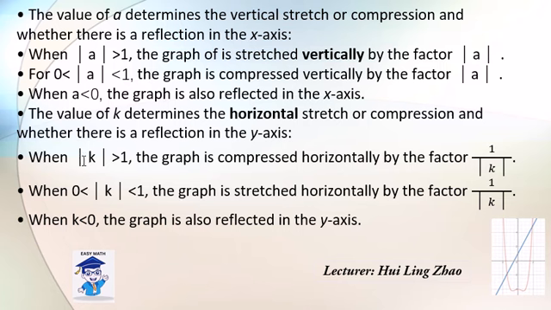And when the absolute value of k is more than 1, the graph is compressed horizontally by a factor of 1 over absolute value of k. When the absolute value of k is more than 0 and less than 1, the graph is stretched horizontally by a factor of 1 over absolute value of k. When k is less than 0, negative, the graph is also reflected in the y-axis.